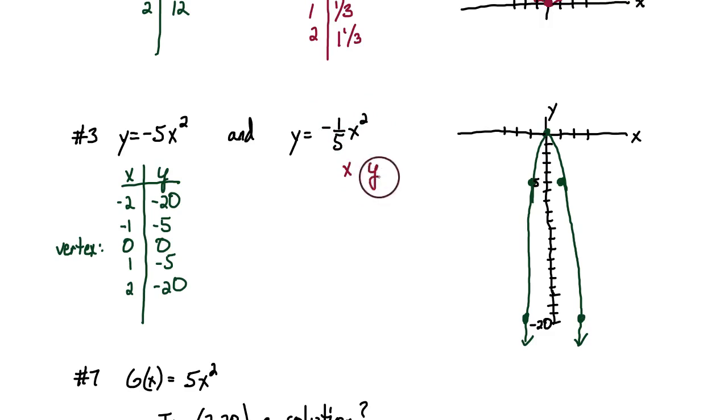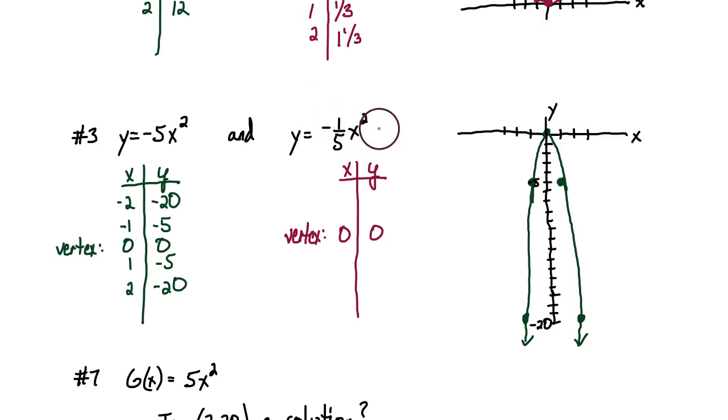We're going to make an xy table, and the middle row of our xy table is going to have the vertex. Because this only has the x squared term with nothing else, the x-coordinate of the vertex will be 0. And when you plug it in, you will get 0. The vertex is always 0, 0 whenever you have an equation that has this look to it.